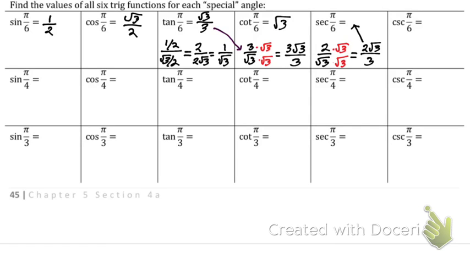All right, cosecant. Cosecant goes with sine, so we just take the reciprocal of 1 over 2, which is 2 over 1. But it's pretty ridiculous to put 2 over 1, so it's just the 2.